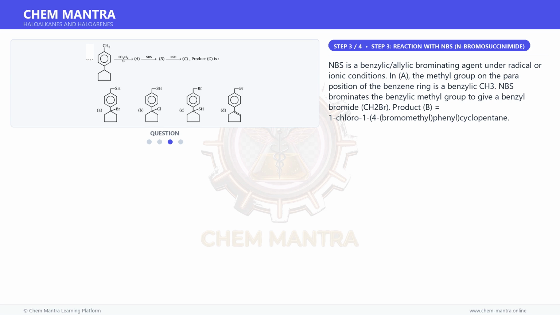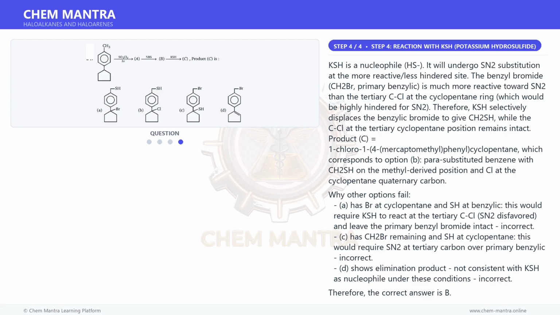Product B is equal to 1-chloro-1-(4-bromomethylphenyl)cyclopentane. And for the final step, KSH is a nucleophile, HS-. It will undergo SN2 substitution at the more reactive, less hindered site. The benzyl bromide, CH2Br, primary benzylic, is much more reactive toward SN2 than the tertiary C-Cl at the cyclopentane ring, which would be highly hindered for SN2. Therefore, KSH selectively displaces the benzylic bromide to give CH2SH, while the C-Cl at the tertiary cyclopentane position remains intact.